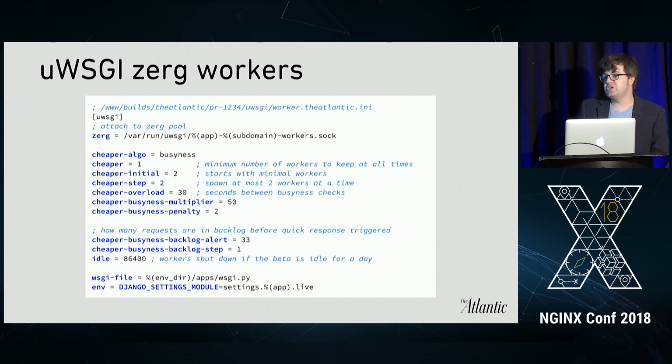We then use the cheaper subsystem, which is a way of only spawning uWSGI worker processes on demand and being able to scale up and down depending on the number of requests. Importantly here, we have an idle timeout of 24 hours. So if a pull request or a beta branch isn't accessed within 24 hours, it spins down all of the processes, and they won't spin up again unless somebody requests that server. So we can have pull requests and beta branches there more or less indefinitely, and if they're not being QA'd, they don't use up any more resources on the machine.